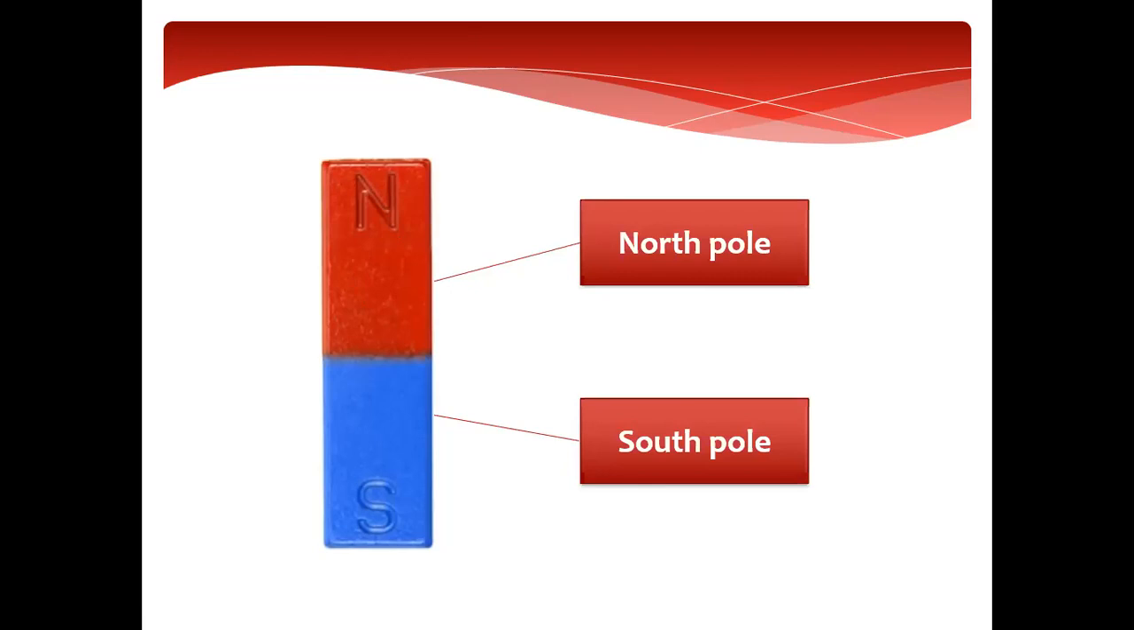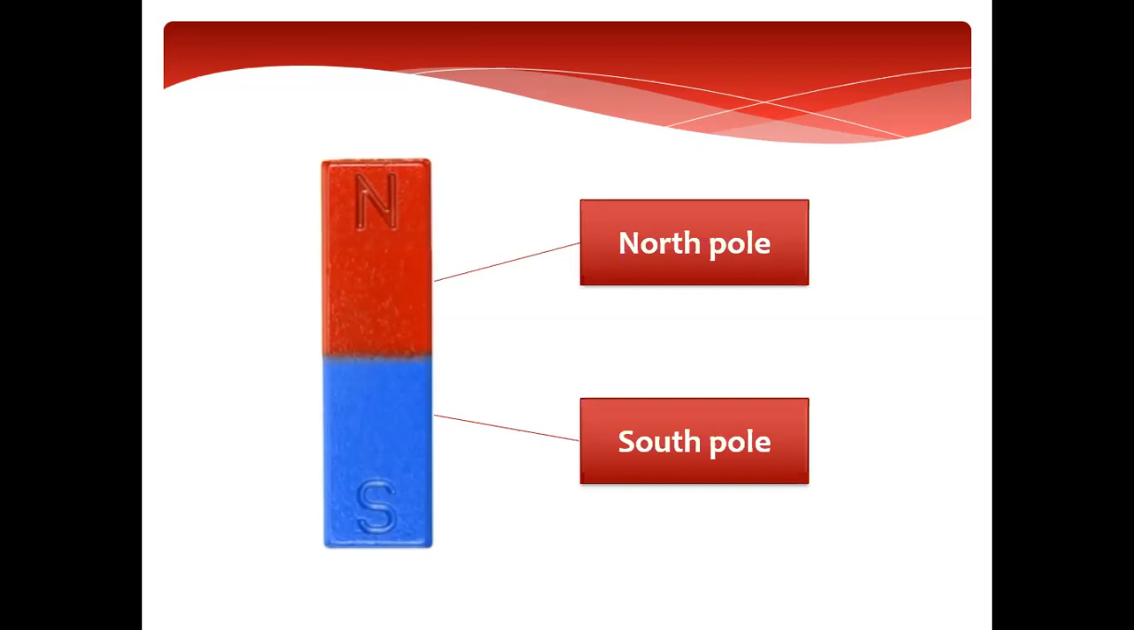Exactly. You took before that the earth has the North Pole and the South Pole, right? What does it mean by pole? It means the end. So this is the south end and this is the north end.